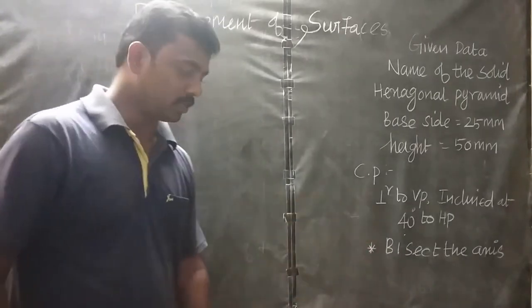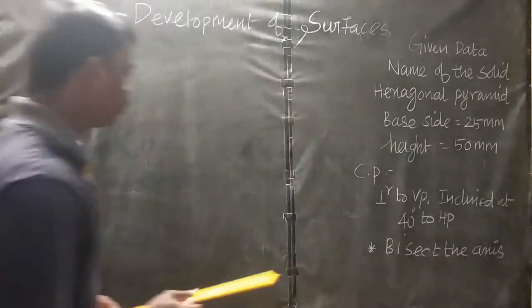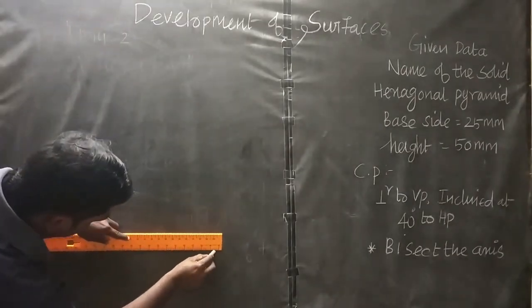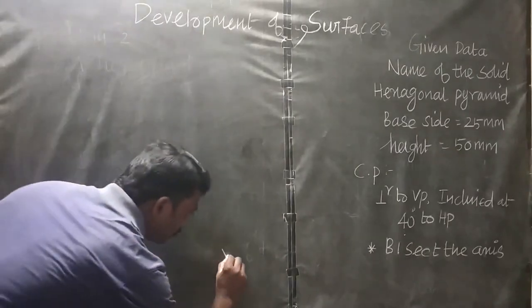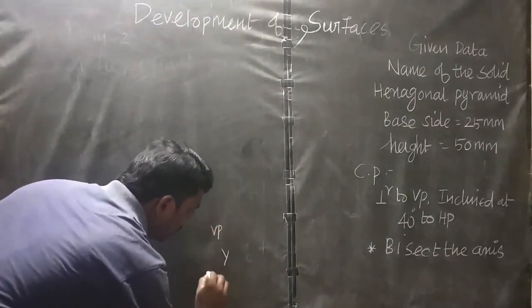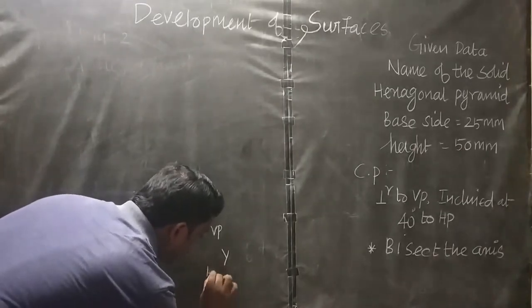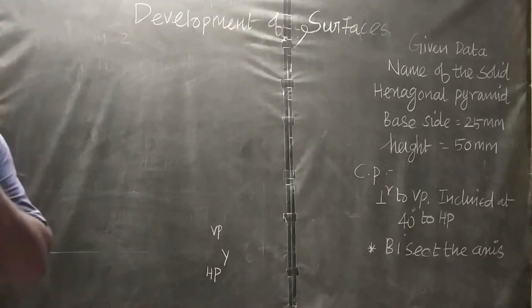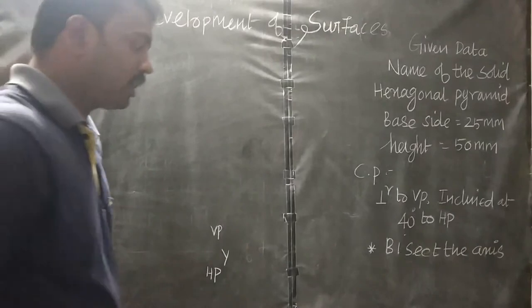That will be discussed later. So step 1, draw an XY line. Take your 2H pencil, draw an XY line horizontally, give the name XY, then indicate the quadrant, VP and HP. The solid lies only in the first quadrant, so VP comes above the XY line and HP comes below the XY line.